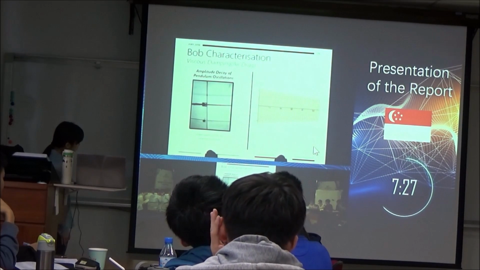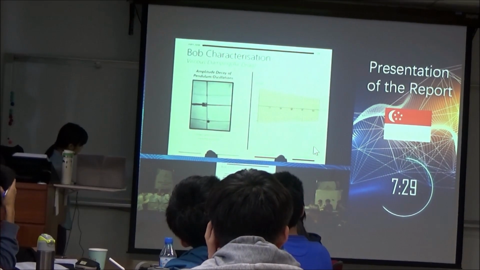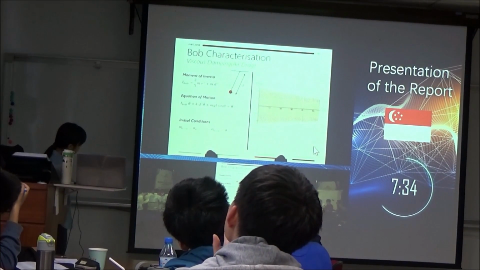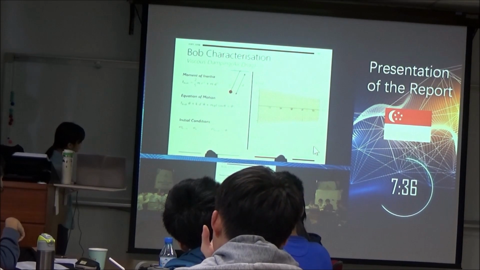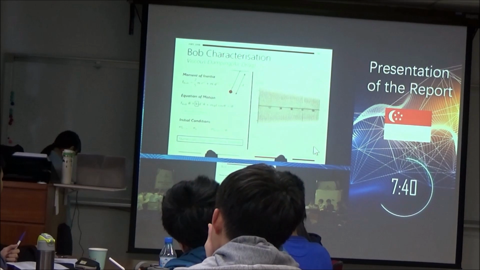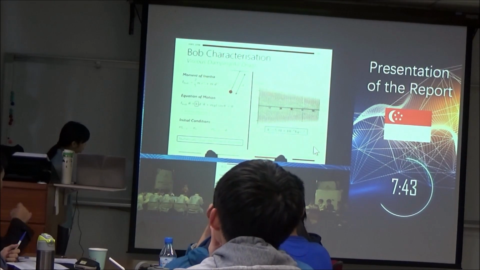To characterize the effects of damping on the pendulum, we track the amplitude decay of the pendulum oscillations. To account for the finite radius of the bob, we write the equation of motion for the physical pendulum and once again fit the decay envelope to obtain the following value for the viscous damping constant.